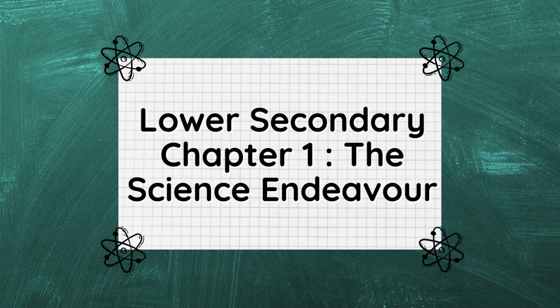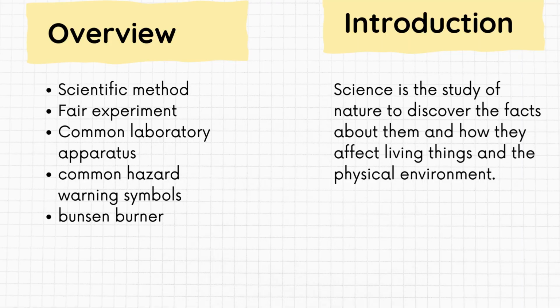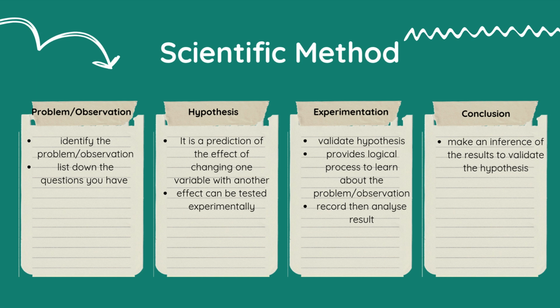Okay, so this is Lower Secondary Science Chapter 1, the Science Endeavour. This is the first chapter of secondary school. It's something I would say a pretty easy chapter to get past. So, what will you be learning in this video? First, the scientific method, then fair experiment, followed by common laboratory apparatus, common hazard warning symbols, and the Bunsen burner. Here is an introduction before we start learning. Science is the study of nature to discover facts about them and how they affect living things and the physical environment. Now, moving on to our first thing on our list, the scientific method.